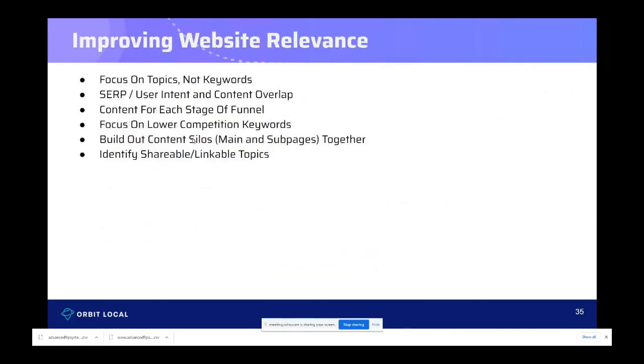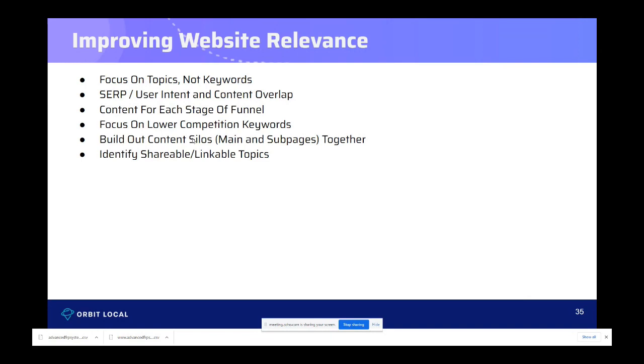So how do you improve your website relevance? I would say focus on topics, not keywords, because you could have one page that ranks for hundreds of keywords. So I would really try to focus on the topics more than the specific keywords. You also have to make sure that you fully understand that concept I explained earlier, which is SERP and user intent and your content overlap. We have to have alignment between those three areas for each particular search.